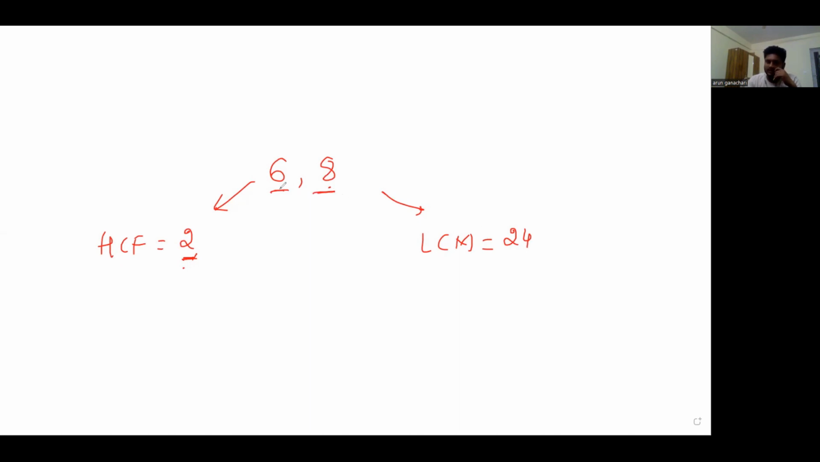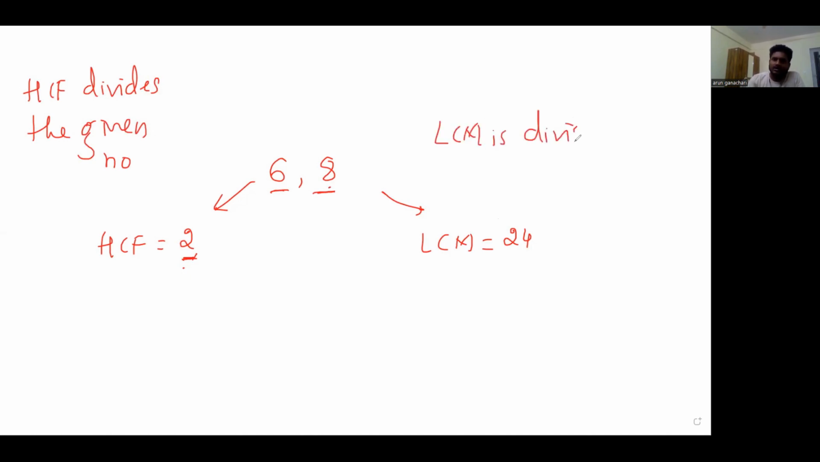So 24 can be divided by 6, 24 can be divided by 8. So in other words, if I wanted to write, HCF divides the given numbers. Make a note of this in your copy. HCF divides the given numbers. LCM is divisible by given numbers. Understand this logic?